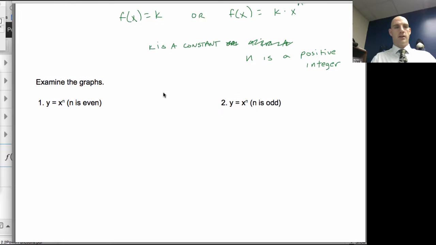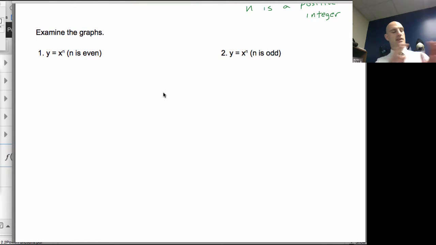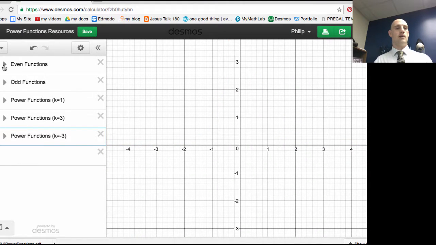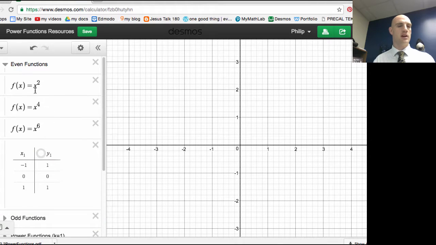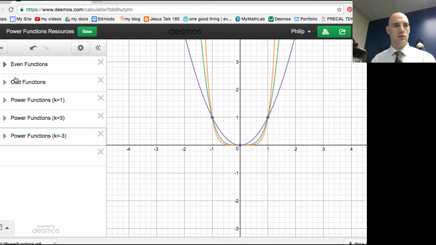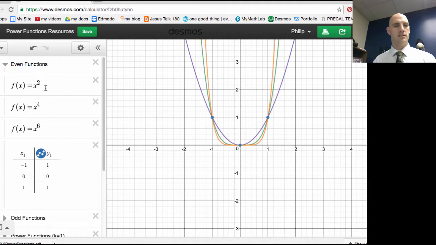So if we look at a couple of graphs, we're going to talk about an even function versus an odd function, and I'm going to pull up a graph here. Basically what I've done is I've taken all of these even functions and I'm going to graph them all at one time: x squared, x to the fourth, x to the sixth, all on one graph. And I also graphed negative 1, 1, and 0, 0, and 1, 1.